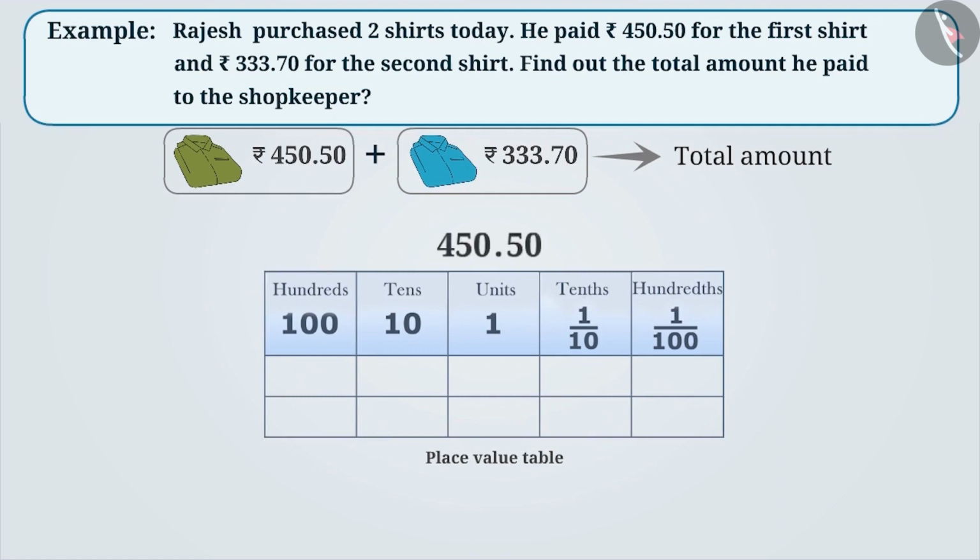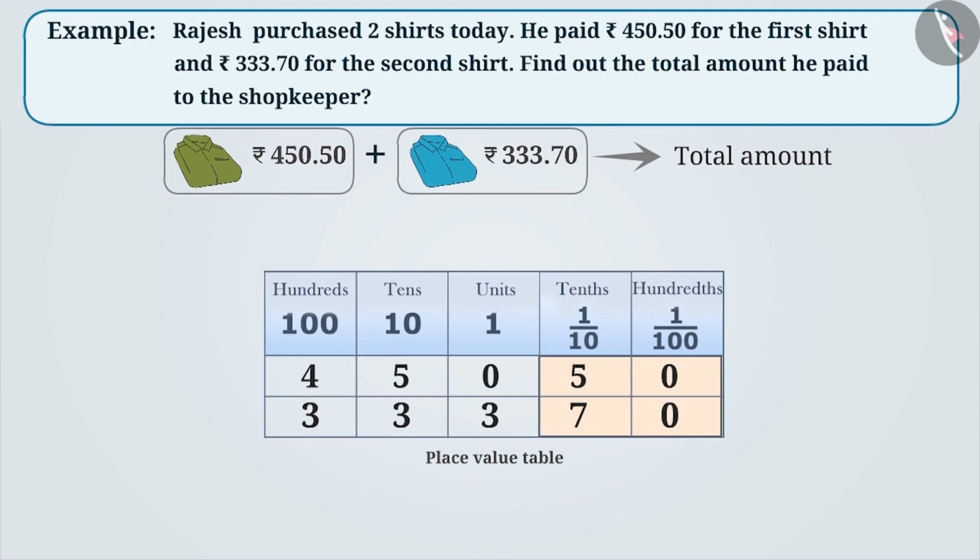In 450.50, 4 is in the hundreds place, 5 in the tens place, 0 in the units place, 5 is in the tenths, and 0 is in the hundredths place. Similarly, we will arrange 333.70 in the place value table. As you can see, in both the numbers, the number of digits are equal after the decimal point, so there is no need to use a 0 here.